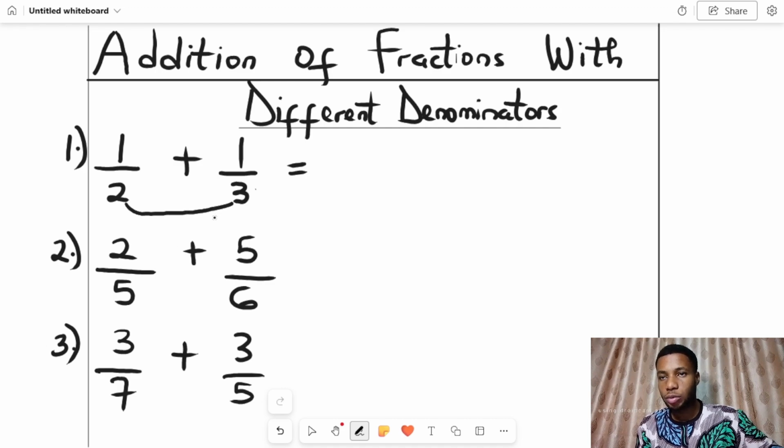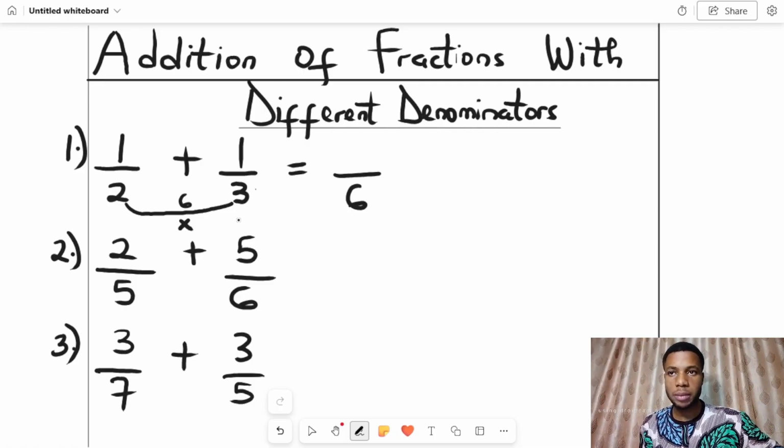2 times 3 is what? I'm sure you know it. It's 6. 2 times 3 is 6. Good. So we're going to draw a line here and write 6 here. Then the next thing we're going to do is to cross multiply.